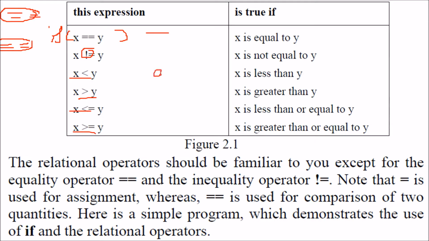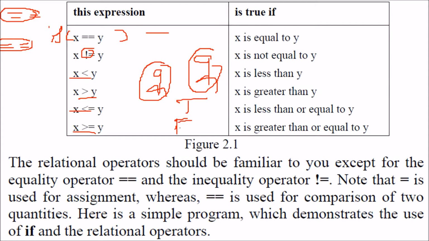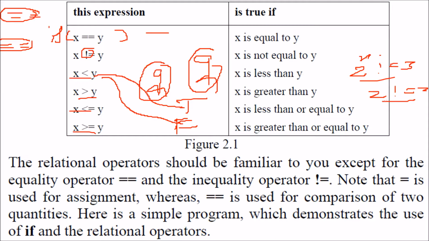Relational operator means, for example, your brother is taller than you. Whether it is true or false: yes, it is true, so it will give true. Now if your brother is smaller, you say it is false because you are taller than your brother. So this will give you either true or false. This is equal to, this is not equal to. 2 is not equal to 3, yes, it is true. But 2 is not equal to 2 is false because 2 is actually equal to 2.